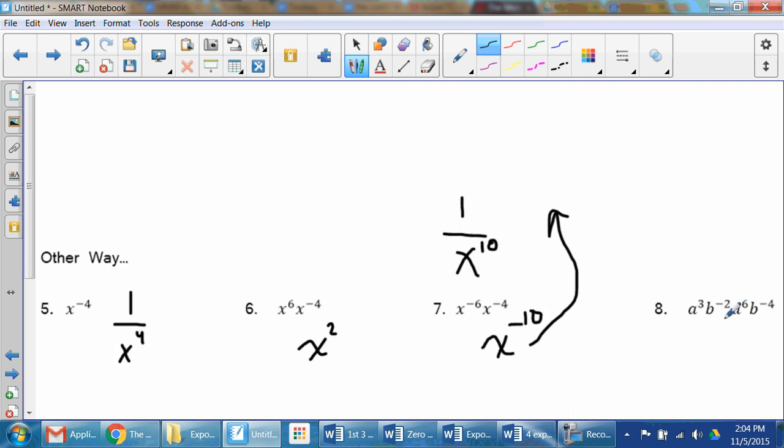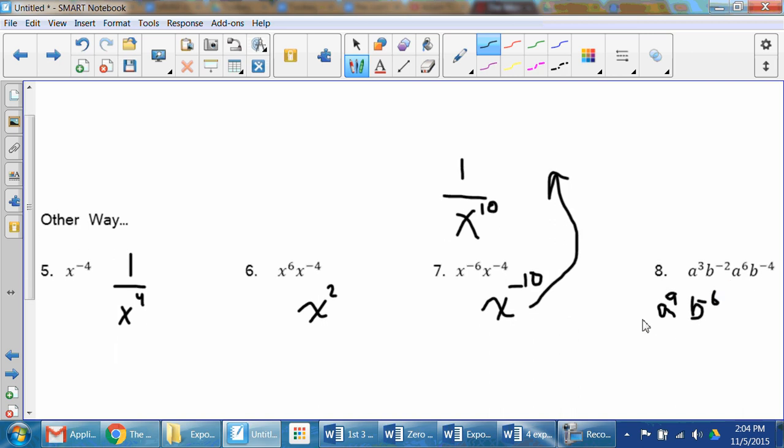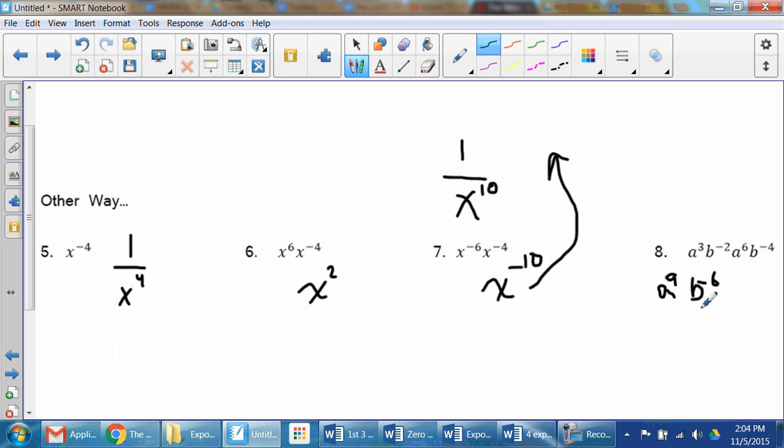For 8, my a's, I get a to the 9th with 3 plus 6. And then b is negative 2 plus negative 4. That gets me b to the negative 6. But that's not the most simplified version. What I've got to do, since this is a negative power, is put it underneath a 1. When I do that, that leaves me a to the 9th as a positive on the top. And that moves b to the 6th, now positive, to the bottom.